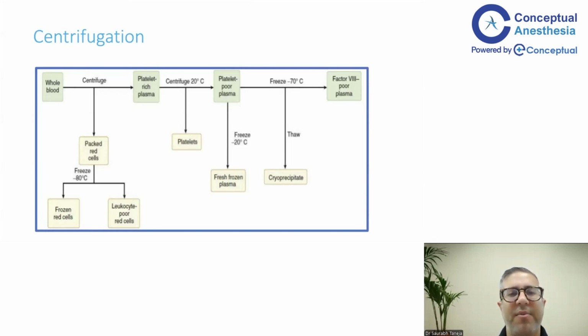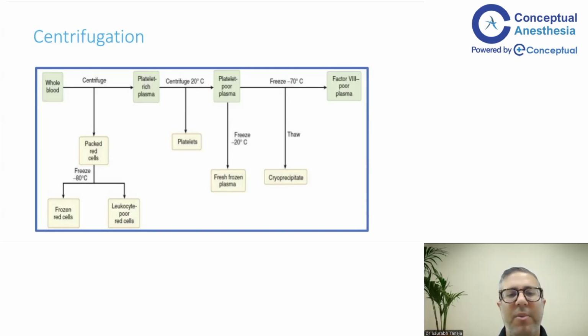So platelet rich plasma again has two components, platelets and plasma. Platelets can be separated, and what we call platelet poor plasma, from which we can make the fresh frozen plasma by freezing, or we can make the cryoprecipitate. So that is how you separate the different components of the whole blood.